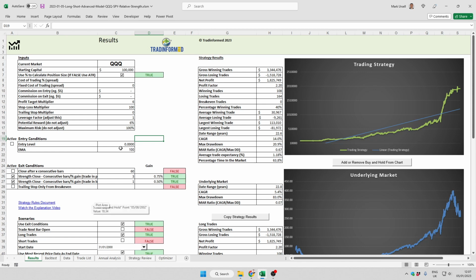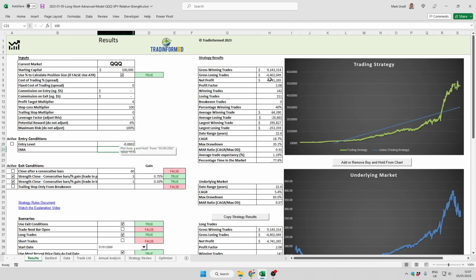Going back here, adjusting the entry level. So I've gone to the optimizer, adjusting the entry level to match the optimizer. See how our net profit increases significantly, as does the MAR ratio, all for getting into the trade slightly earlier. You might notice the percentage of winning trades did not change at all. We are wringing out more profit from each trade by getting into the trade earlier.